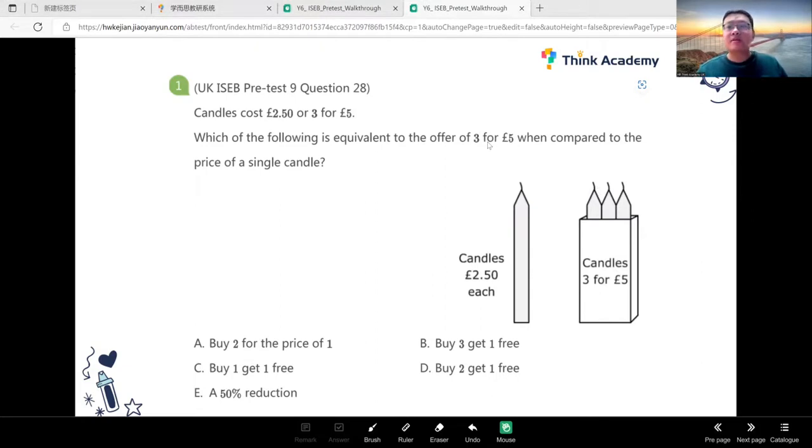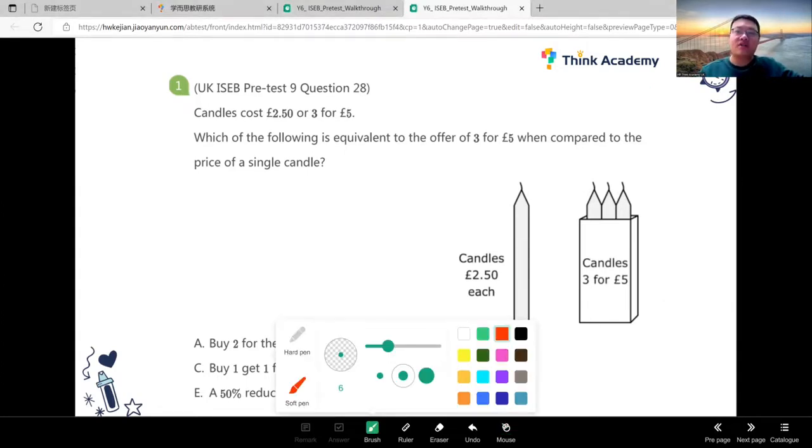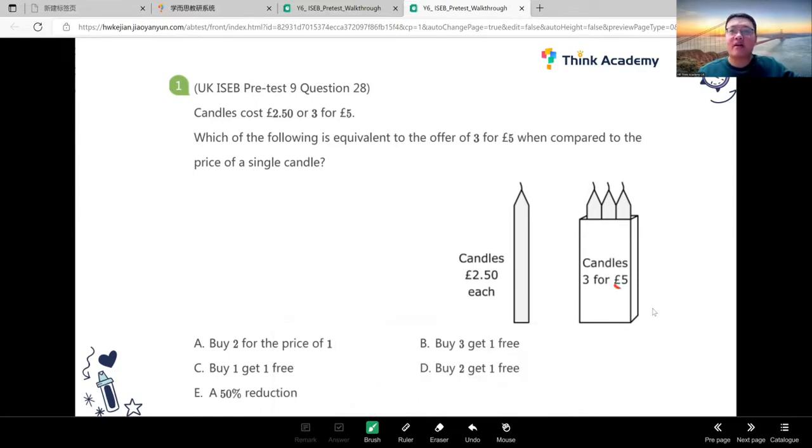candles cost 2.5 pounds, or you can buy 3 for 5 pounds. Which of the following is equivalent to the offer of 3 for 5 when compared to the price of a single candle? Okay, so for this question, if you want to get a box of candles, you can get 3, but that only costs 5, right? And if you buy candles one by one, each one is going to cost you 2.5. If you got 2 of those, you're going to have 5 pounds. You're going to cost 5 pounds.